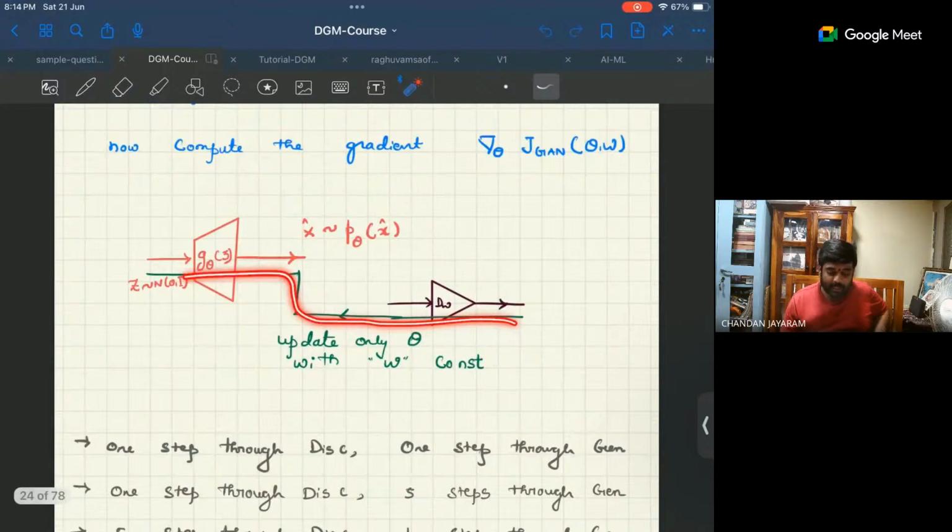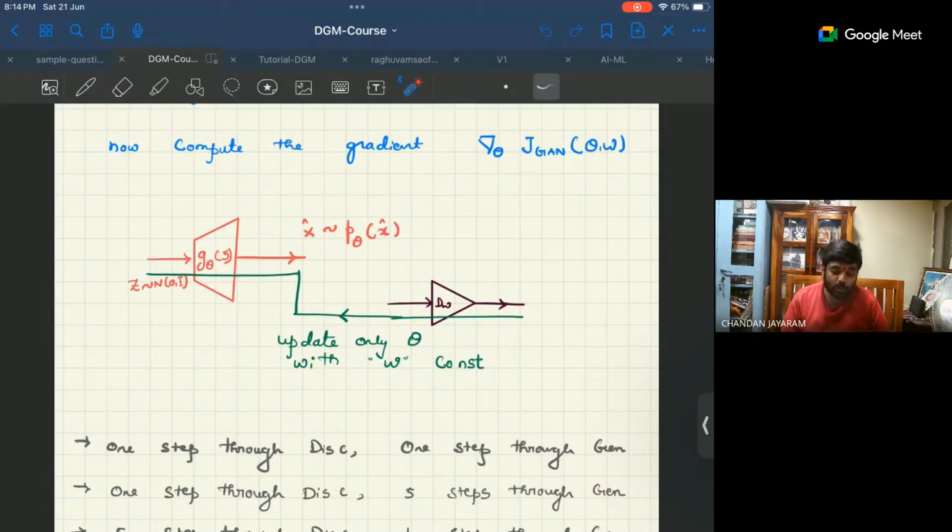You pass the gradients like this, but what do you do? You keep the parameters of the discriminator constant. Now this is how you perform the training. But one thing should be clear: we don't want the discriminator to perform well. What do I mean by that? Whenever I give the real data and the generated data, it should not be able to distinguish.